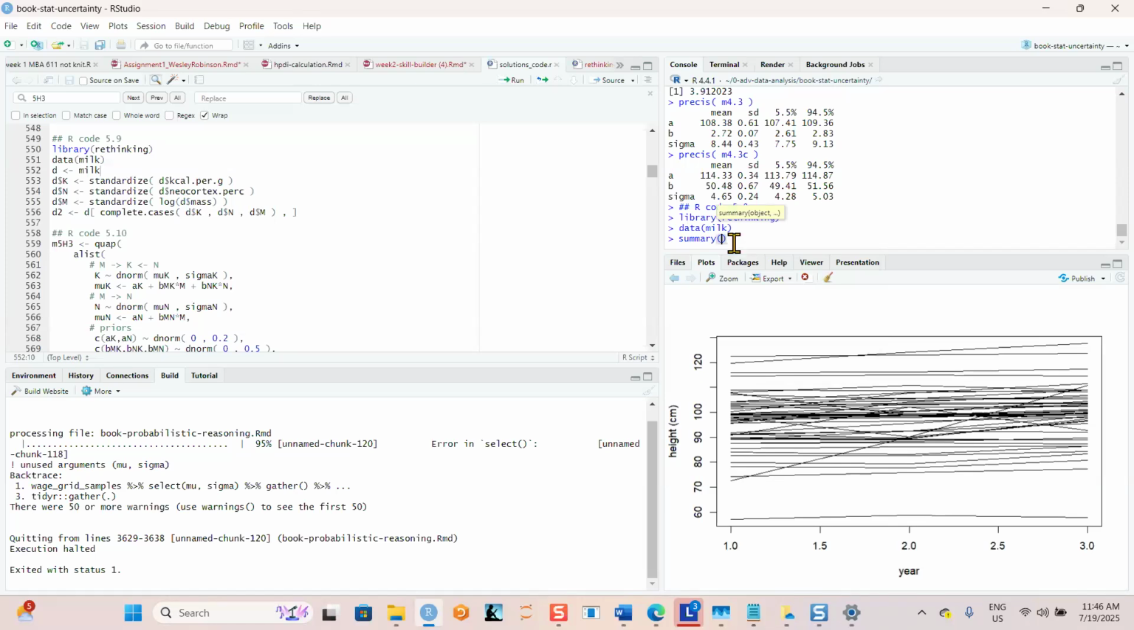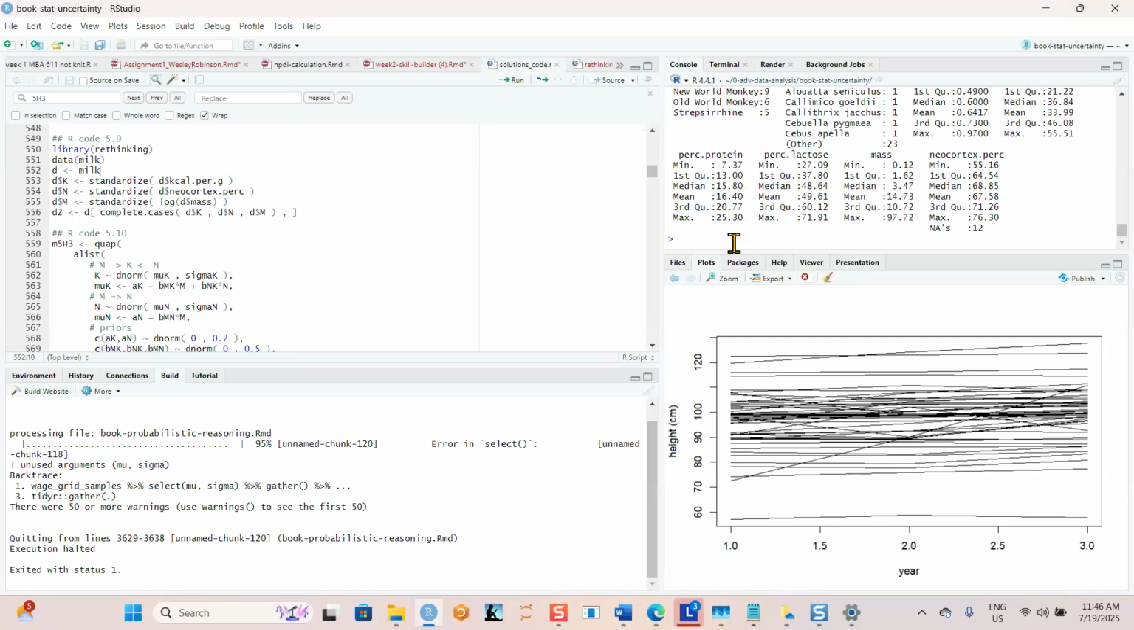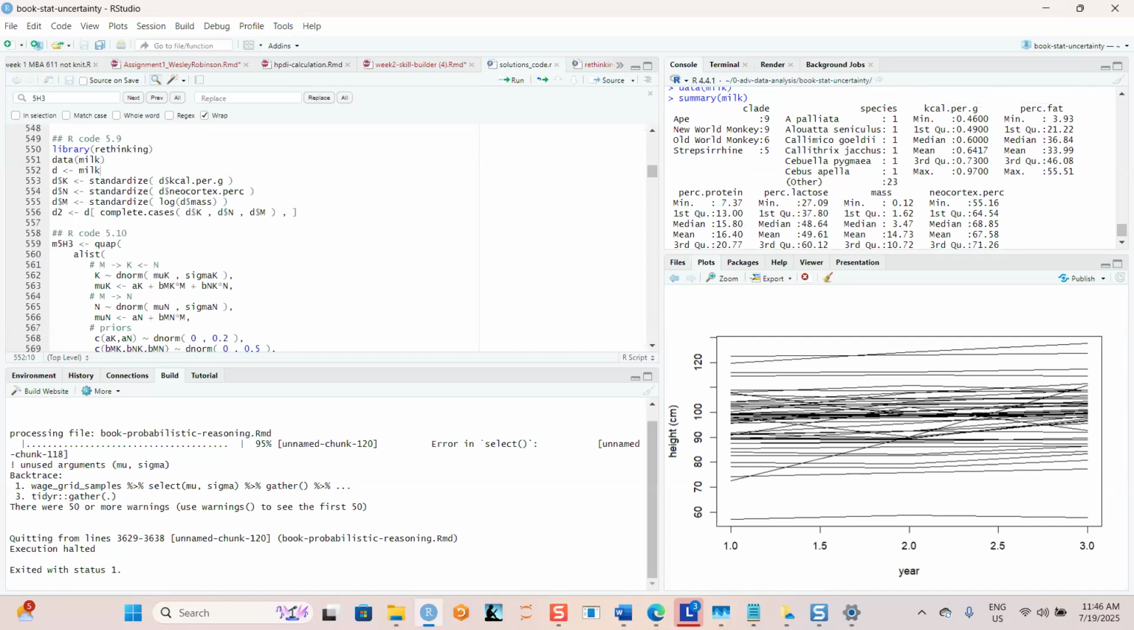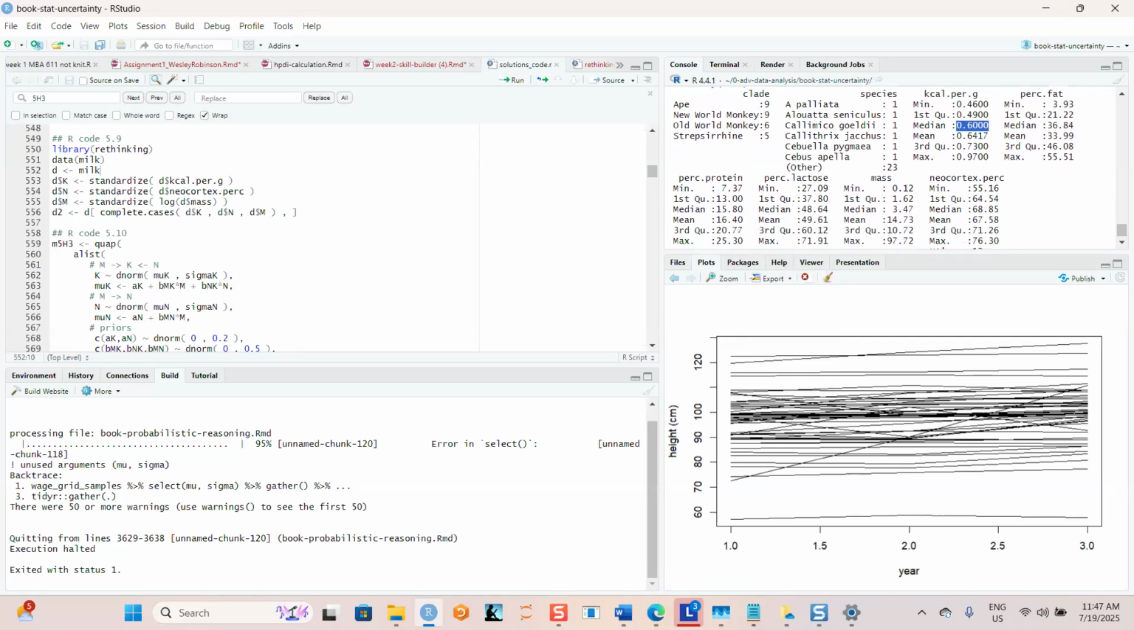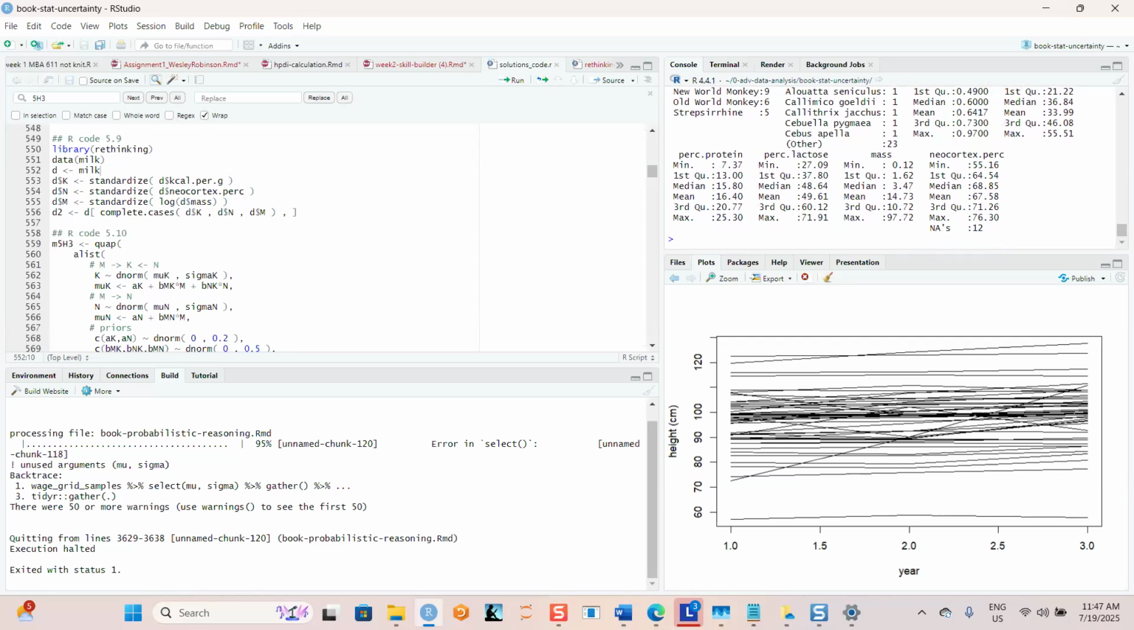And we're going to standardize it because we saw standardization tightens up the HPDI intervals. And we got percent protein, mass, neocortical, percent fat, weight. Is it old world or new world monkeys? All sorts of species. No bonobos, though, I don't believe. Okay. And other. Okay, good. 23 species. And that makes it interesting.